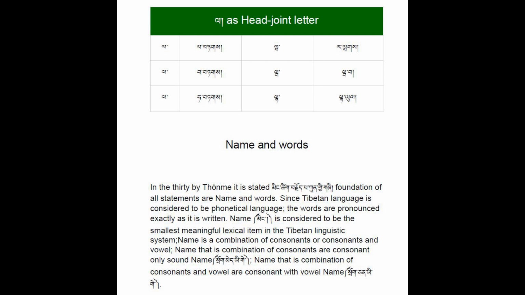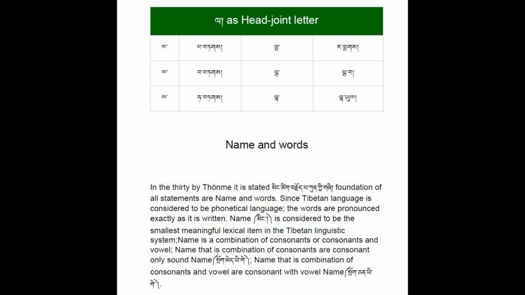So we will understand that the most elementary or fundamental structure is the consonants. And then when we combine these consonants with vowels, we have something called name. So what is a name? Name is considered to be the smallest meaningful lexical item in the Tibetan linguistic system, the smallest grammatical structure that is able to convey a meaning.